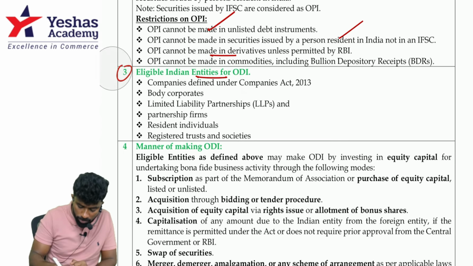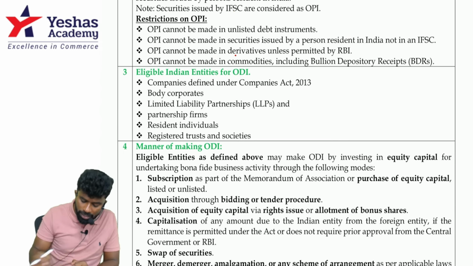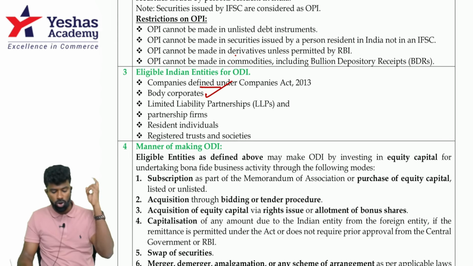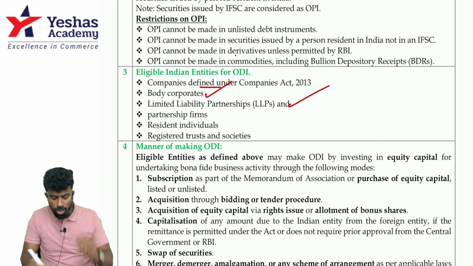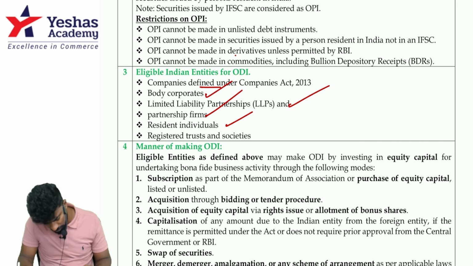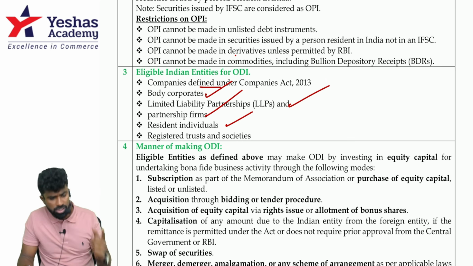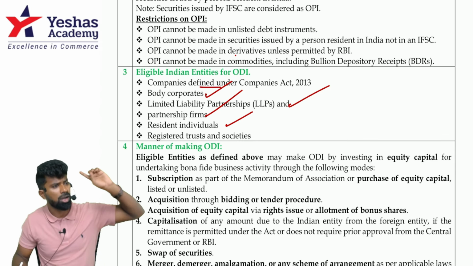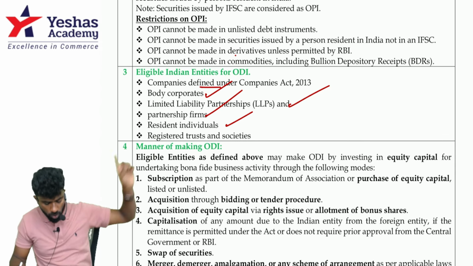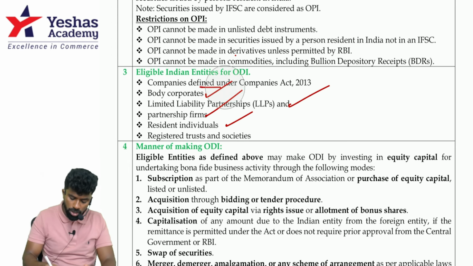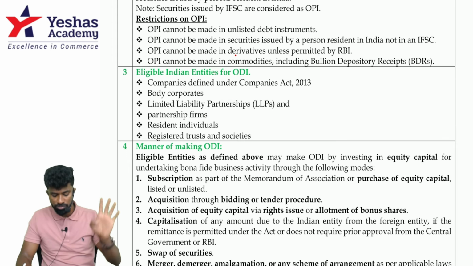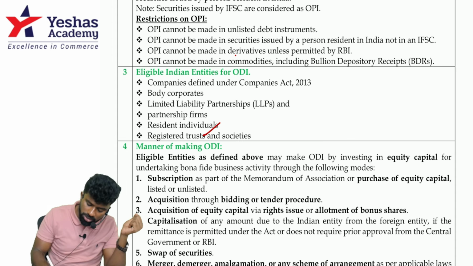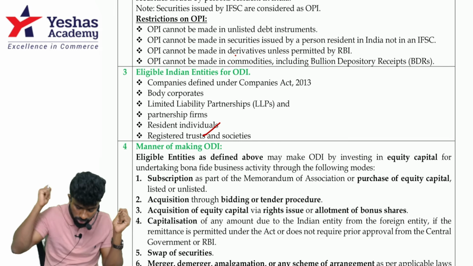Next one. What are the eligible Indian entities? I want everyone to repeat with me. What is the first one? Companies defined under the Companies Act. Second one, body corporates. Third one, LLPs. Fourth one, partnership firms. Fifth one, resident individuals. Sixth one, registered trusts and societies. All these persons can make investment abroad under ODI.